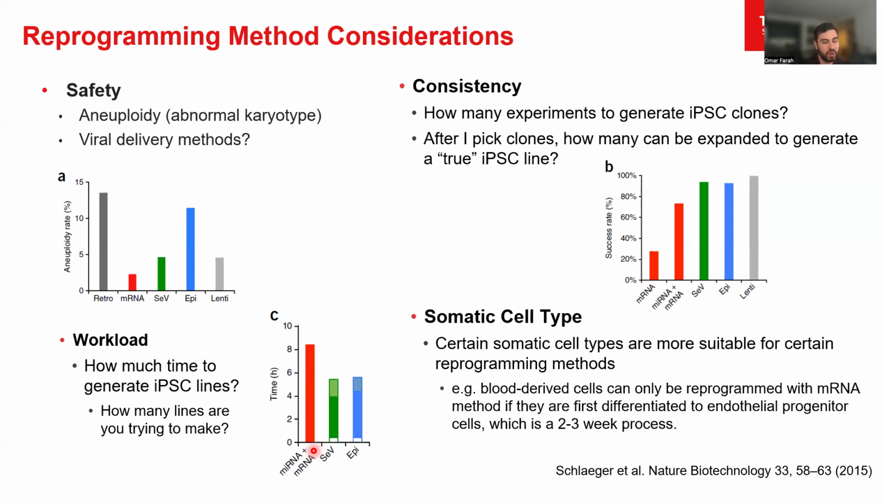To use an mRNA reprogramming method, you actually have to first take these cells from blood and differentiate them into endothelial progenitors so that they become adherent. And this process takes 2 to 3 weeks, right? So this is 2 to 3 weeks prior to even starting your reprogramming experiment that you need to consider. So the somatic cell type that you're intending to reprogram is also very important.